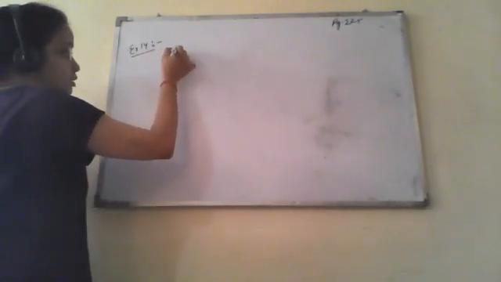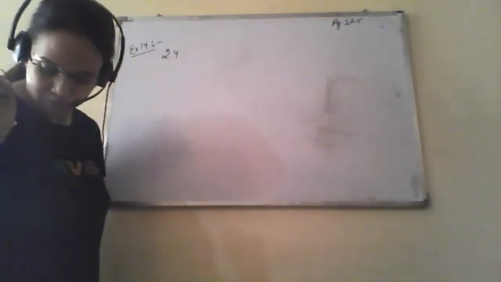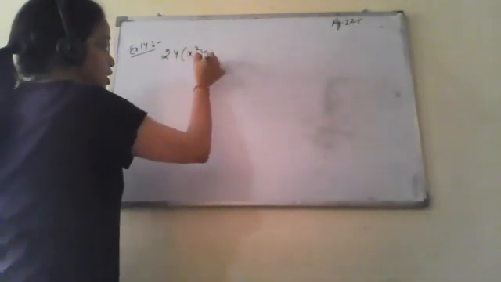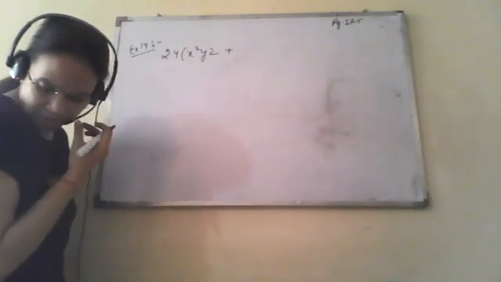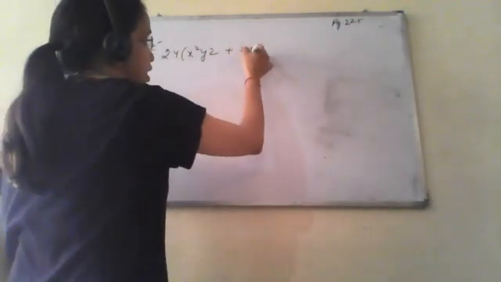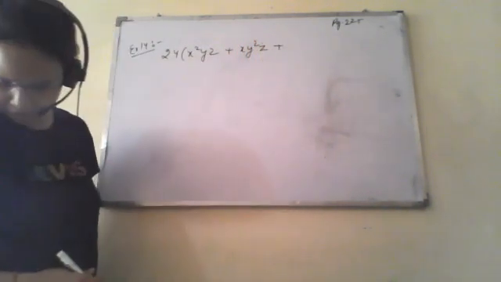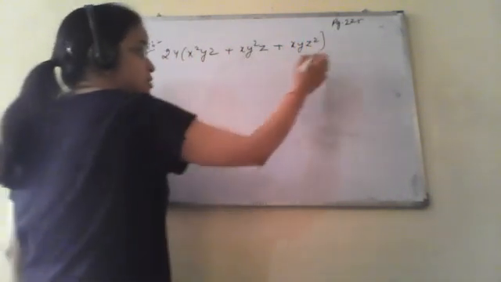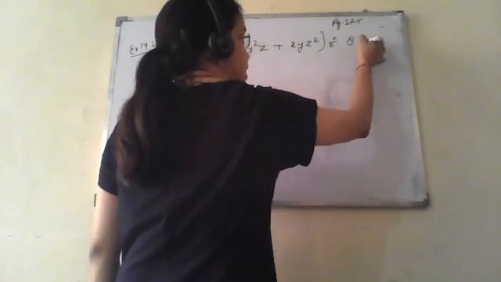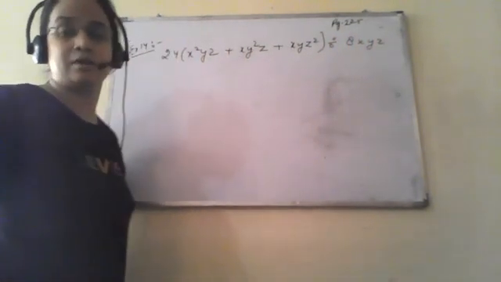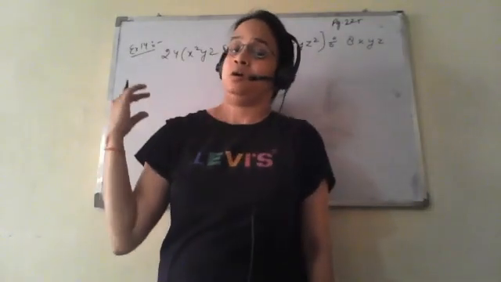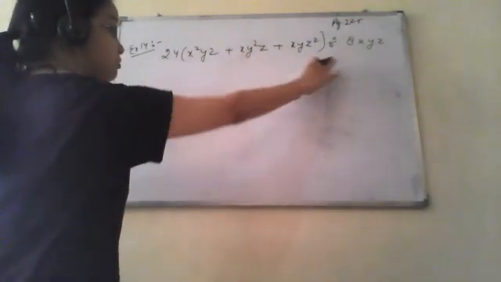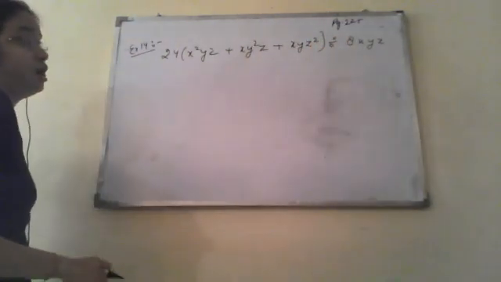We have to divide 24 into x square y z plus x y square z plus x y z square. This is x y z square. We have to divide this expression by 8 x y z, and we have to use both the methods, using common factors as well as by individually dividing the terms. By common factors we mean we have to take 8 x y z out of this term.